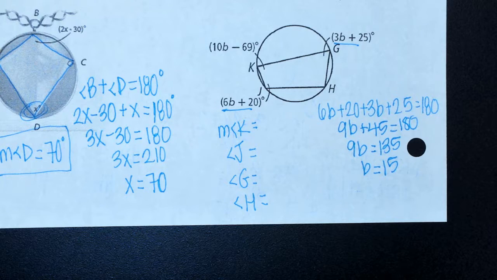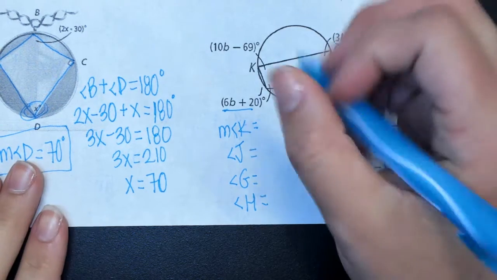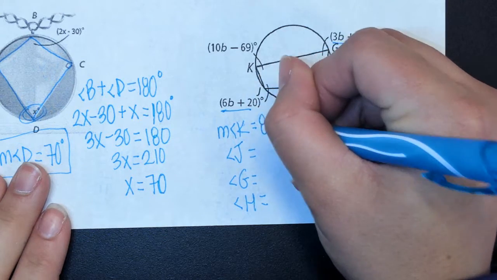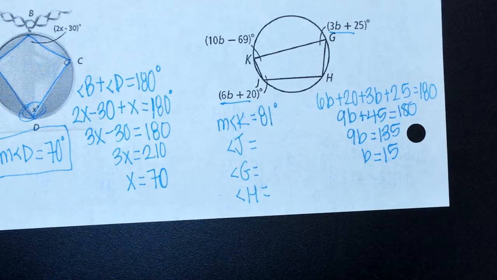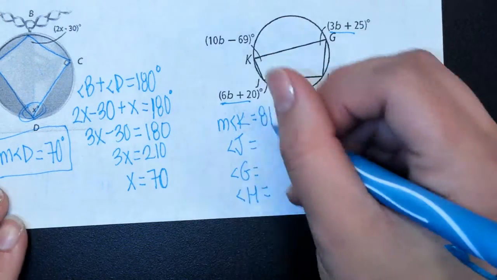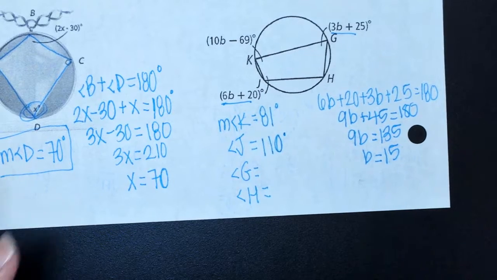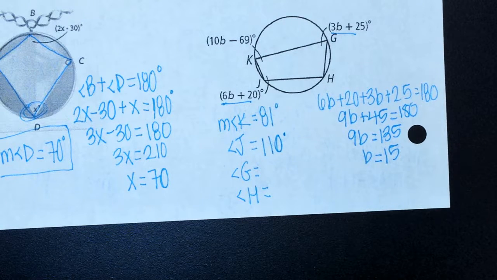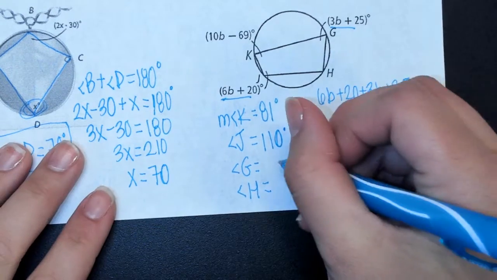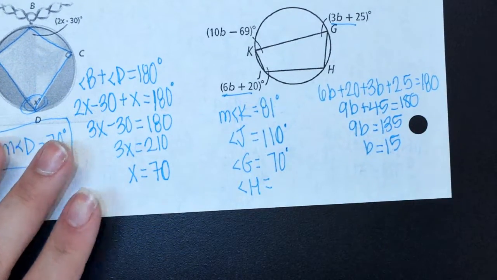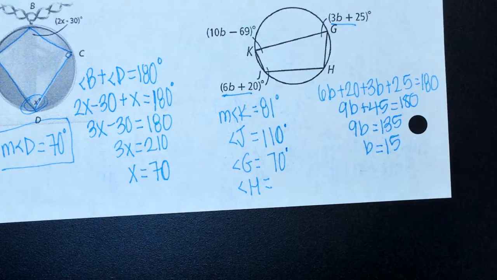Peyton, did you get one? What'd you get for K? Okay. Carson Brown, what'd you get for J? Okay. Parker, did you get G yet? London, did you get G? What'd you get? 70? Do we agree on these three? Yes. Okay. Now, yes. What'd you get?